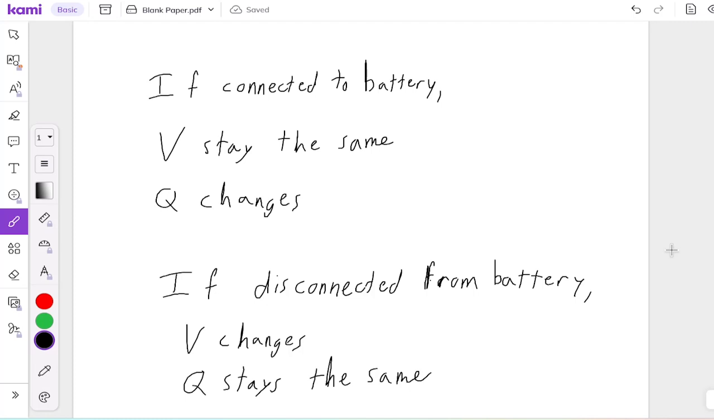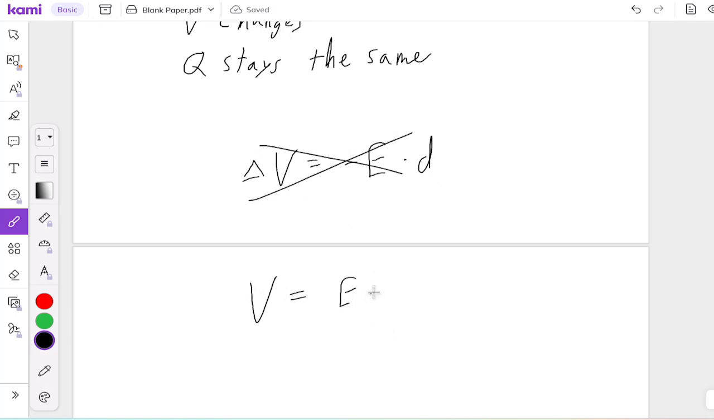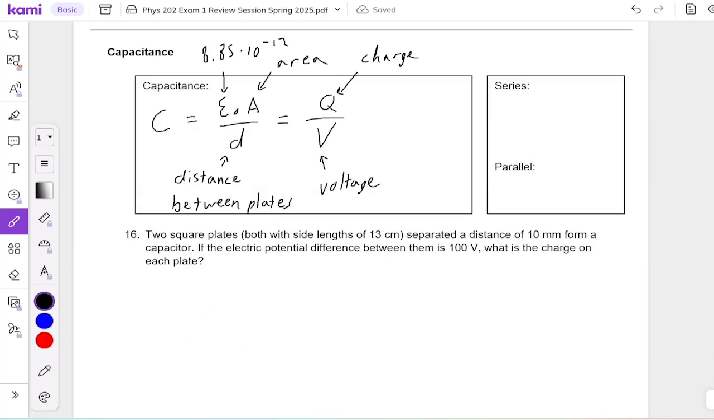I guess I didn't leave enough room for this. There's one more thing I want to say. The other thing is, remember what we said earlier about delta V equals negative E times D? This is for electric field and electric potential. Well, let me just modify this slightly and say V equals E times D. Again, I ignore the negative sign. I do that intentionally. And I'm just now ignoring the delta, which is not a big deal. Okay? But because of this, I get a third equation to add to my list.